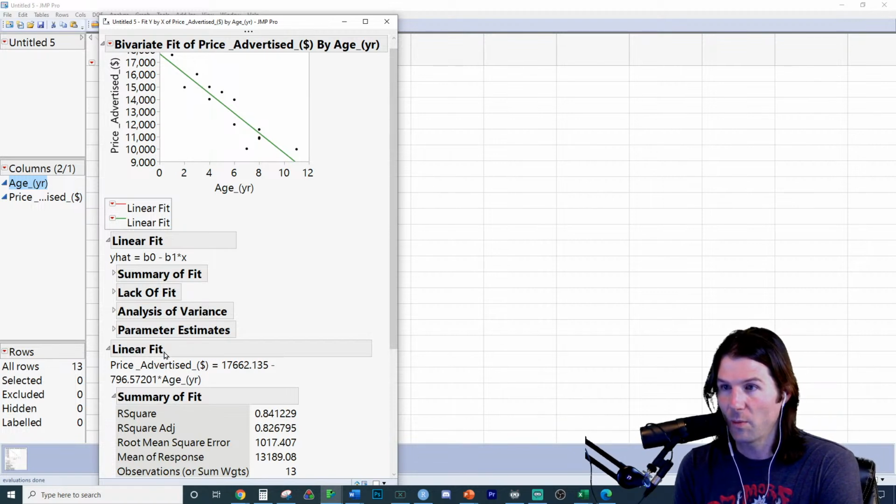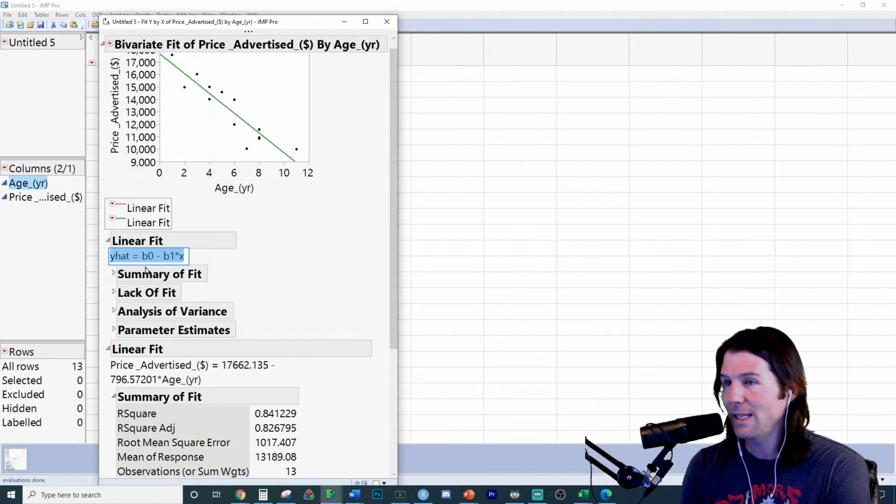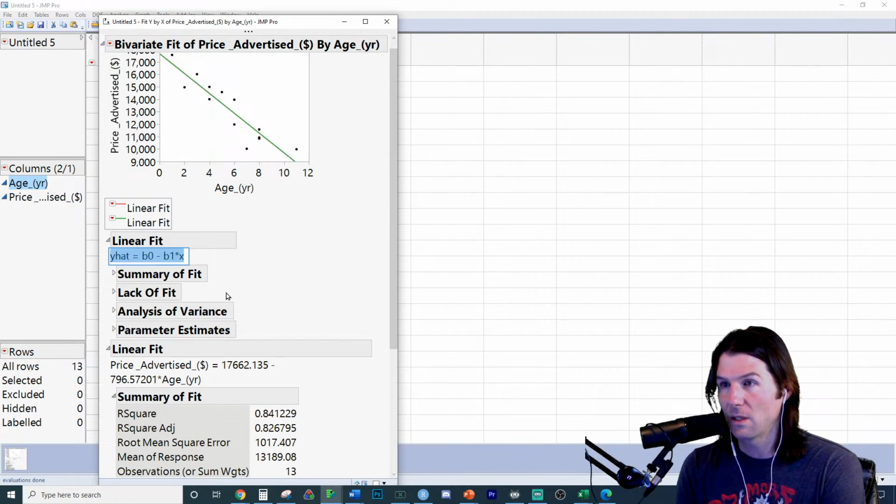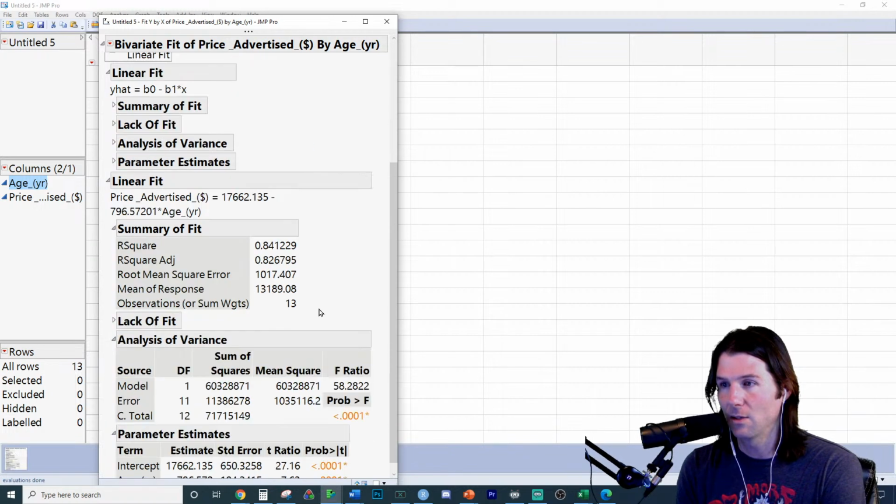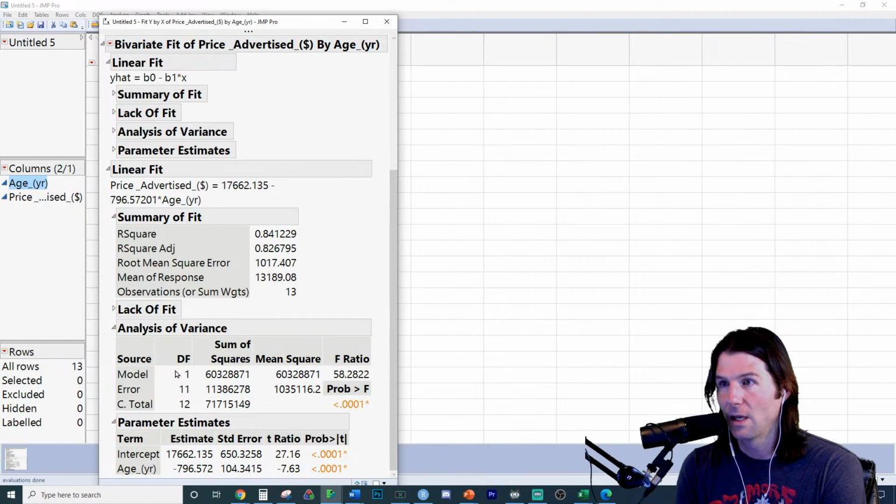Y hat is the price advertised. We're predicting that. That's what the hat stands for, not just y, but y hat. You can see right here b0. b0 is the value of the intercept. b1 is the value of the slope. And then the x variable is age in years. And they're also found down here in the output, with the value of the intercept being right here, the value of the slope being right here, and the name of the x variable being right here.